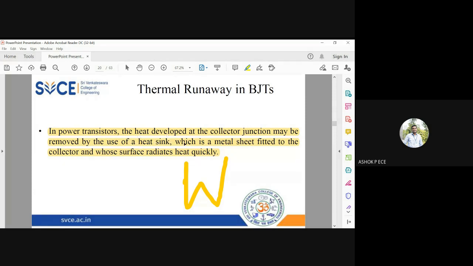The heat sink is a metallic sheet which is fitted to the collector of the transistor. This heat sink will absorb the heat from the collector immediately and dissipate or radiate it into the atmosphere, so that the collector junction is always kept at a constant temperature. Okay, so this is the purpose of a heat sink, which is used in power transistors, specifically for removing the heat produced in the collector junction, so that you can ensure the collector junction is free from damage.